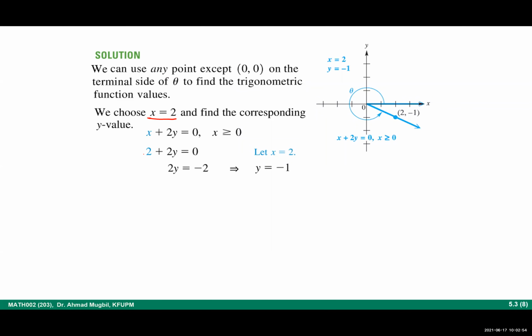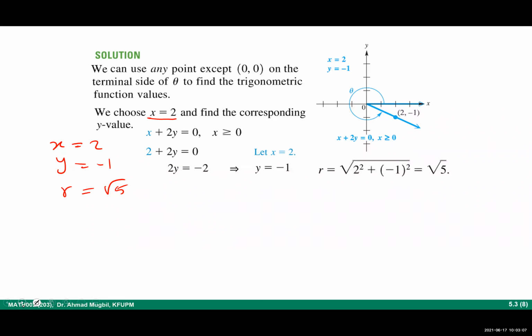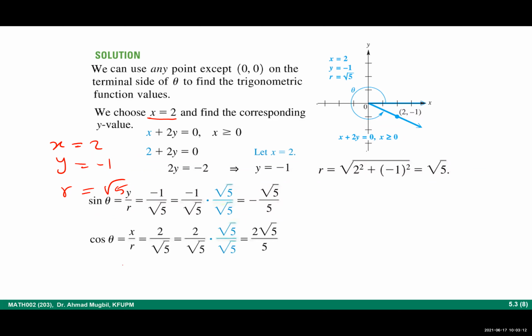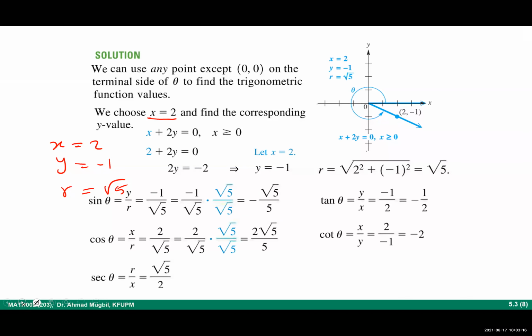Now, what you will do, you have x equals 2, y equals -1, and this clearly shows that you are in the fourth quadrant, and r is the square root of 5. Now you can find whatever you want. You can find all the other functions: sine, cosine, just x over r, y over r, y over x, the tangent, and the remaining are the reciprocals.